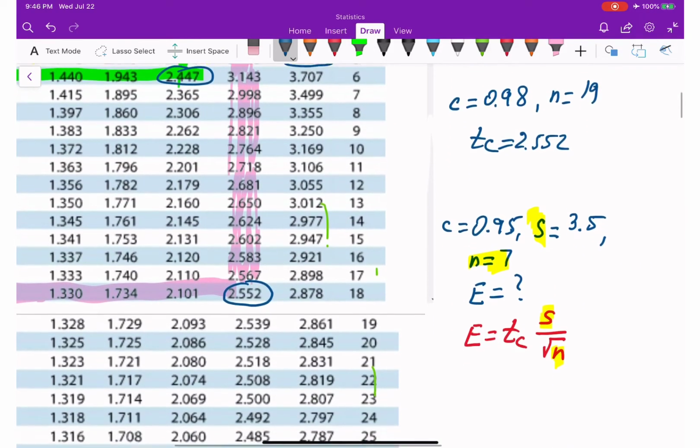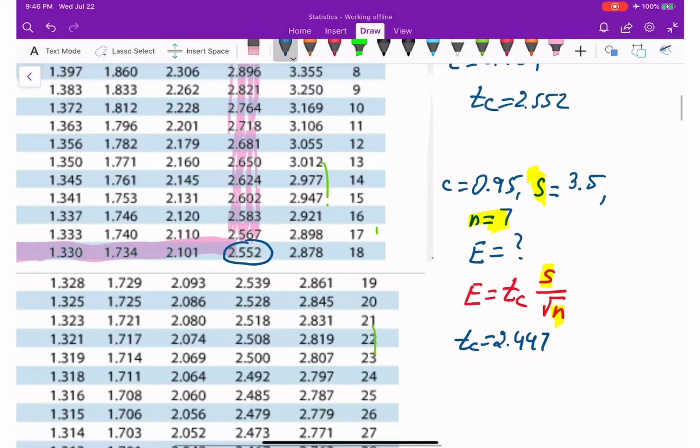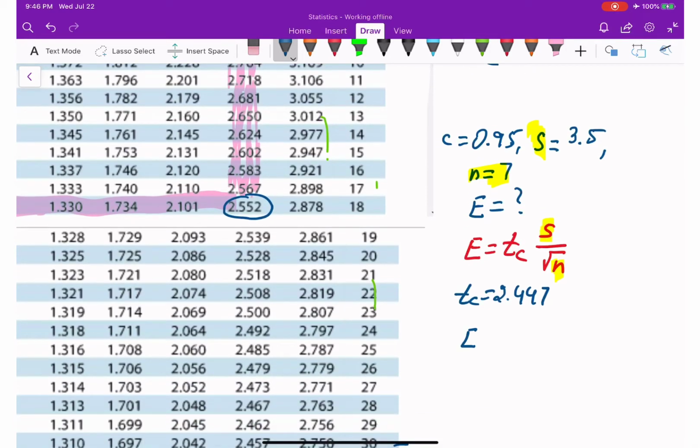All right. So T critical is equal to 2.447. Okay, from here we will get margin of error is equal to 2.447 times 3.5 over square root of 7, and this will give us 3.2. That will be our margin of error. Okay, next one.